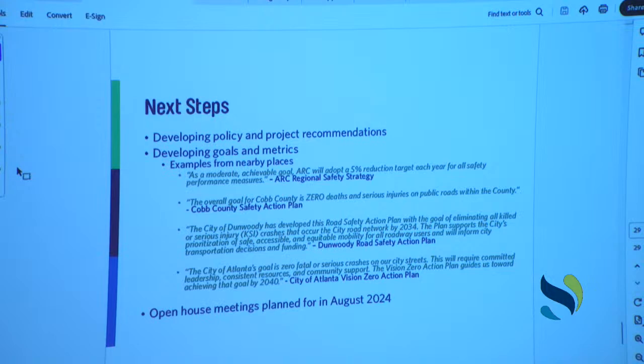The next steps for us are developing those projects and policy recommendations, and developing the goals and metrics, and listed there are some examples that we have from neighboring jurisdictions. The Atlanta Regional Commission developed a regional safety strategy, which is a similar plan, and then Cobb County, Dunwoody, City of Atlanta, and several jurisdictions within Georgia have developed similar planning documents. And then we're also planning on having an open house towards the end of August, and we have just started working towards that.